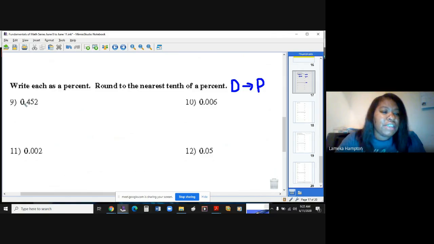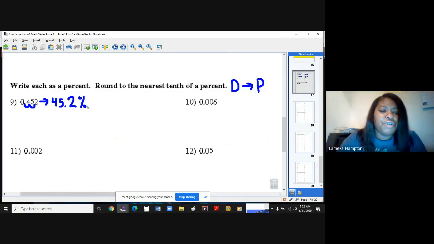So for number 9, I have 0.452, and my decimal is here. So I am going to move my decimal 2 places over to the right, which is 1 and 2. And when I do that, I have 45.2, and I'm going to add my percent sign.